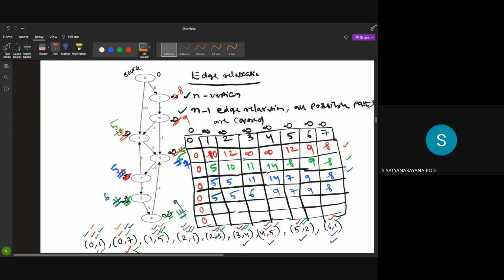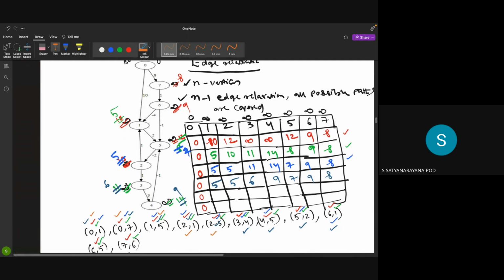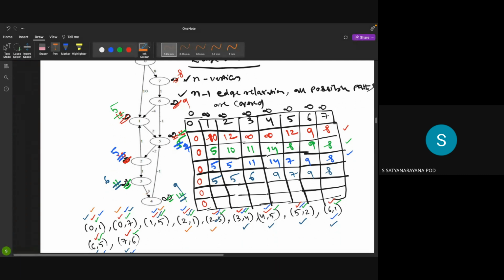Next one is 2 to 1. Already 5, 6 is already updated, no problem. 2 to 3, 6 already existed, no chance of update. 3 to 4, already 6 and this 3, 9.